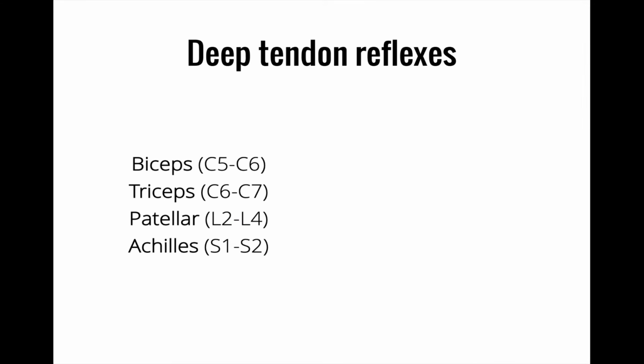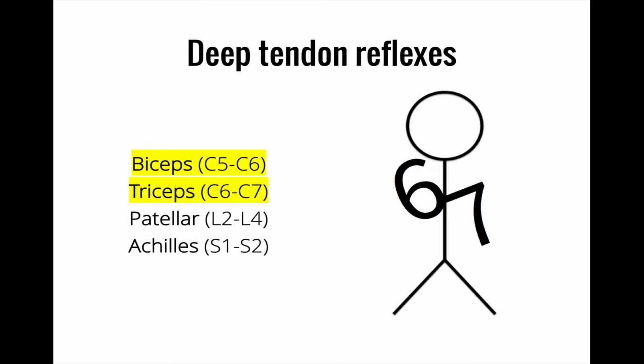The most commonly tested deep tendon reflexes are the biceps reflex, the triceps reflex, the patellar or knee jerk reflex, and the Achilles or ankle jerk reflex. These cover both limbs of the body, so they're helpful for localizing lesions in the spinal cord. For this reason, let's learn a few memory aids to remember the spinal nerves associated with each one.